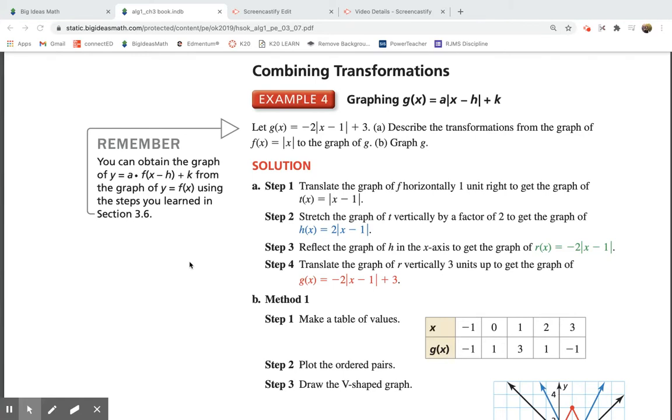On example 4, now we've got g of x equals -2 times the absolute value of x minus 1, plus 3. And then it says describe the transformations from the graph of f of x equals the absolute value of x. So this one is our parent function, and they're asking us just to describe everything that happens from this.